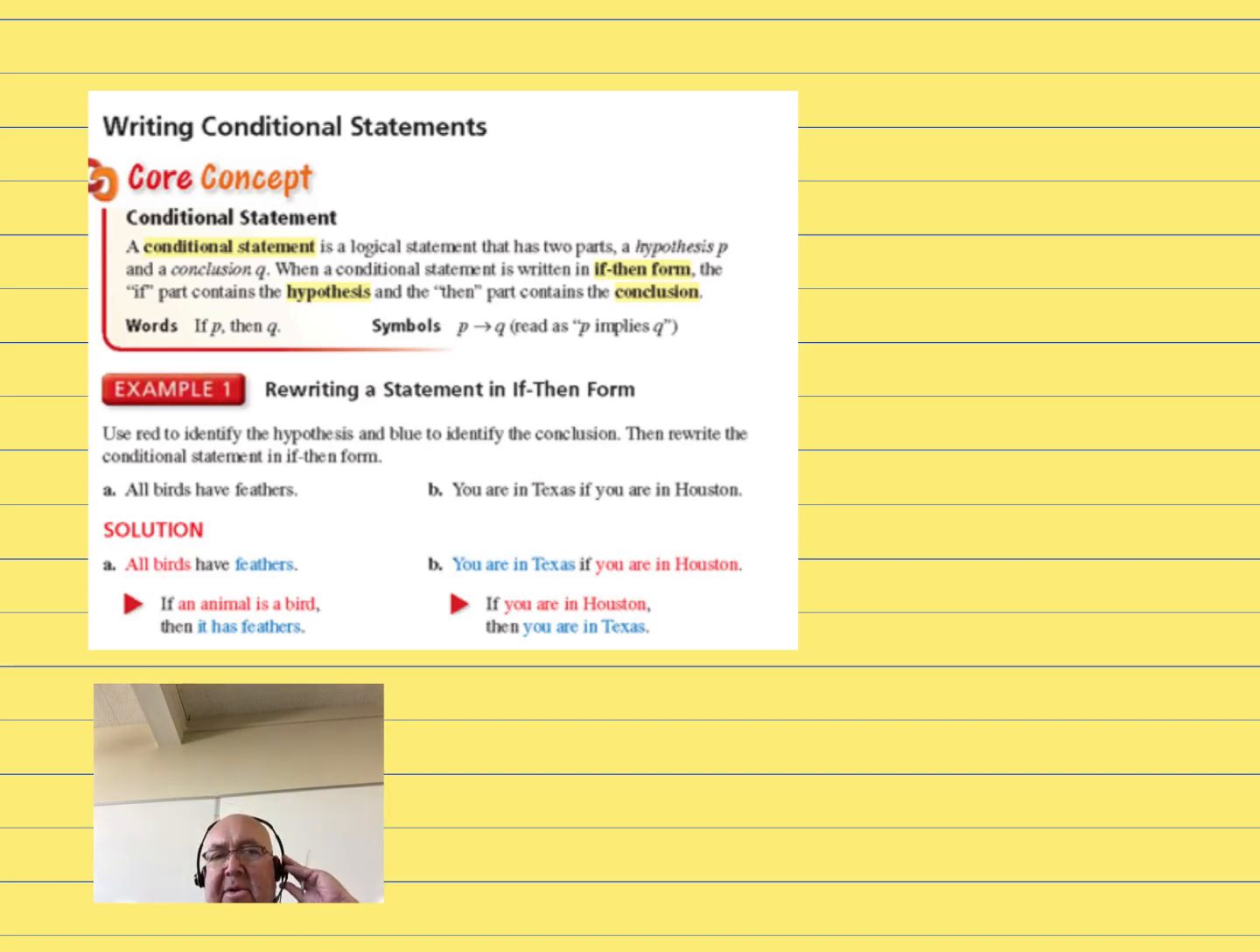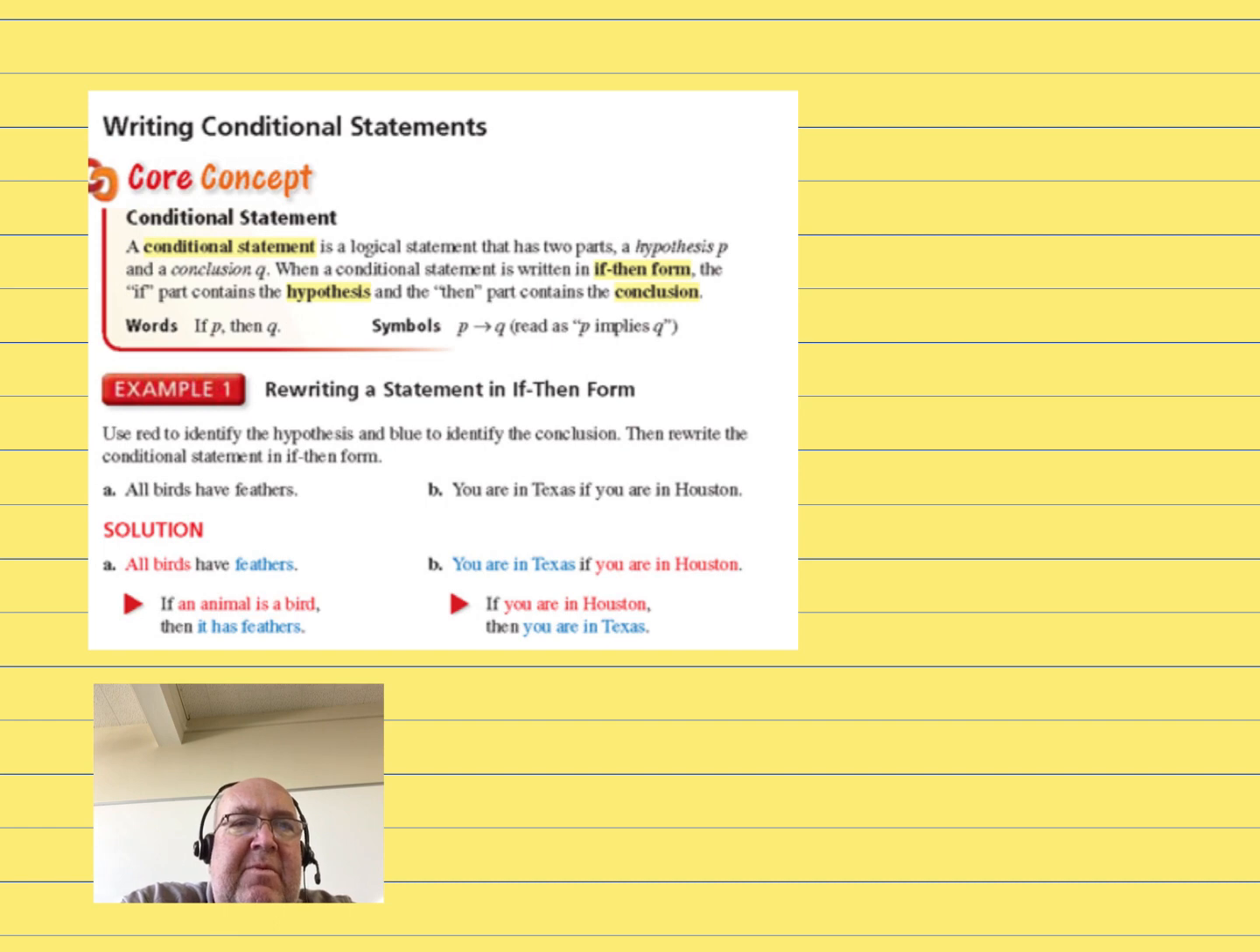Okay, I'm going to go through this section rather quickly because it's just a lot of reading. There's not a lot of math involved. So, first off, we're looking at conditional statements. Conditional statements are written in the form of if and then.